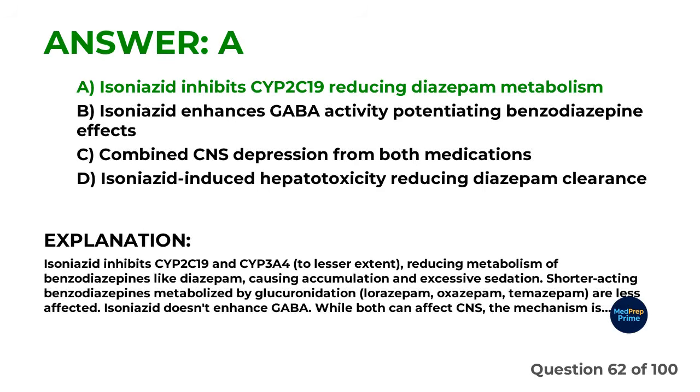Correct answer: A. Isoniazid inhibits CYP2C19 and CYP3A4 to a lesser extent, reducing metabolism of benzodiazepines like diazepam, causing accumulation and excessive sedation. Shorter-acting benzodiazepines metabolized by glucuronidation, lorazepam, oxazepam, temazepam, are less affected. Isoniazid doesn't enhance GABA. While both can affect CNS, the mechanism is pharmacokinetic inhibition. Hepatotoxicity from INH could worsen this, but isn't the primary DDI mechanism. Dose reduction may be necessary.